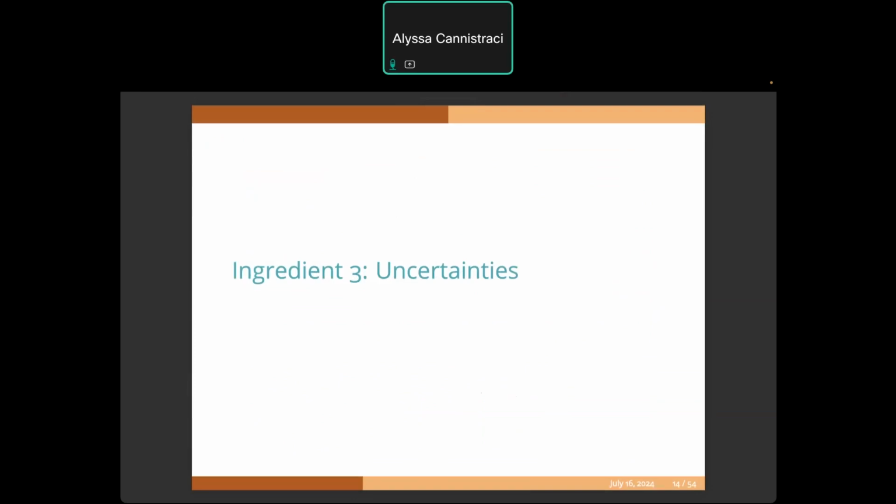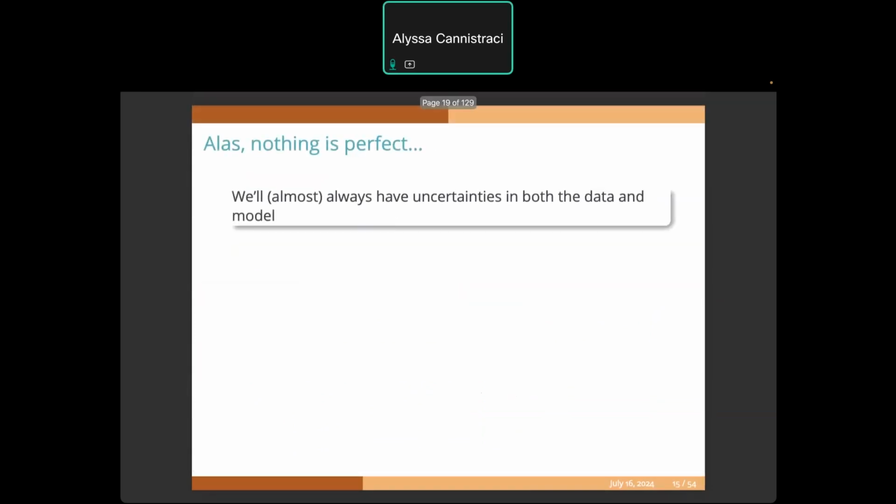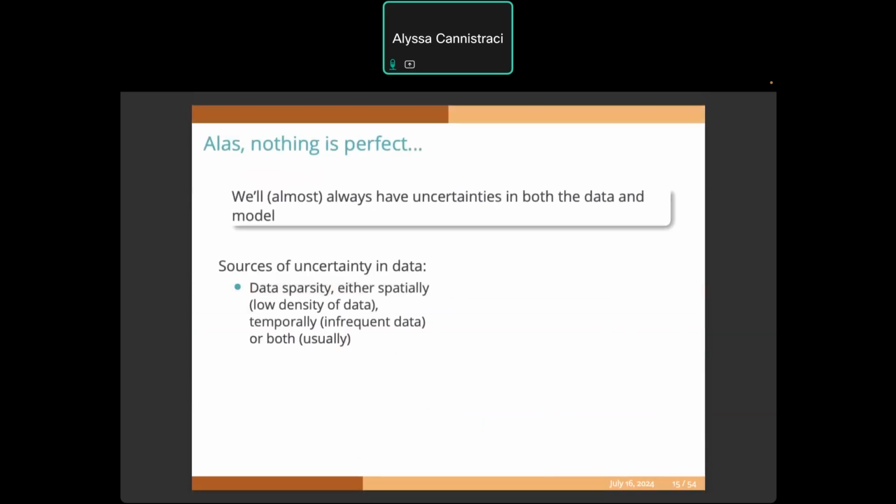This is kind of like the focal point of the summer school. So nothing is ever going to be perfect. These seals are not swimming through the ocean with the intent of finding you the best possible temperature data, and we'll always have uncertainties in both the data and the model. Some of the sources of uncertainty in your data can be things like data sparsity. You can either have spatially sparse data or temporally sparse data, or in the case of the ocean, it's usually both. So spatially sparse is exactly what it sounds like.